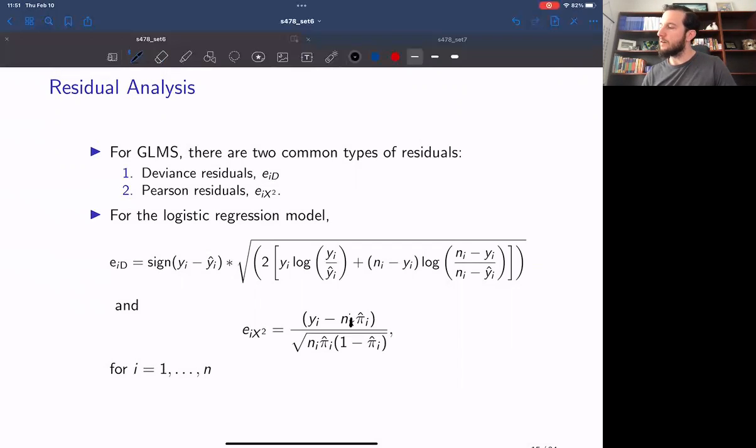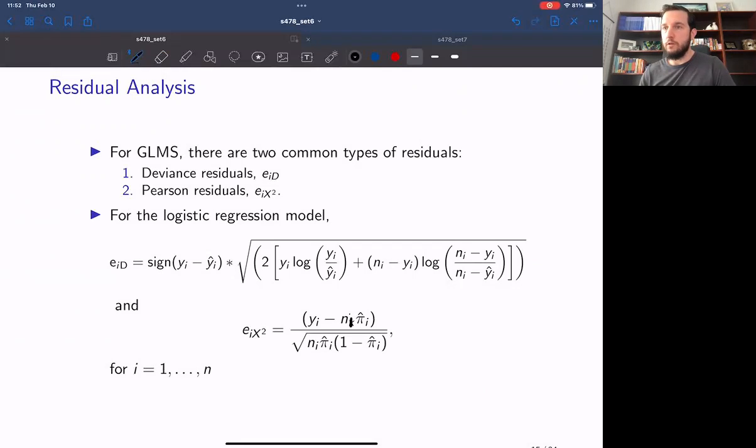Our deviance residual calculation is basically just the components of the deviance, and we have a multiplier outside to determine the sign of that value. So we have the sign of y_i minus y_i hat, which is going to be negative or positive depending on the difference, multiplied by the square root of 2 times y_i log y_i over y_i hat plus n_i minus y_i log of n_i minus y_i over n_i minus y_i hat. These values in R are very easy to compute.